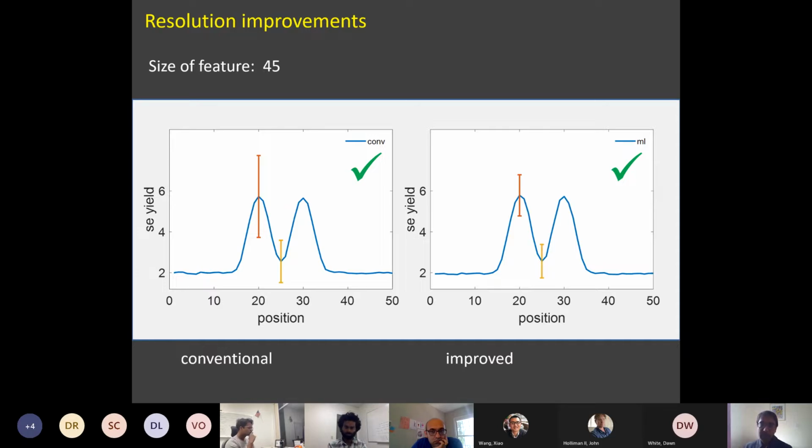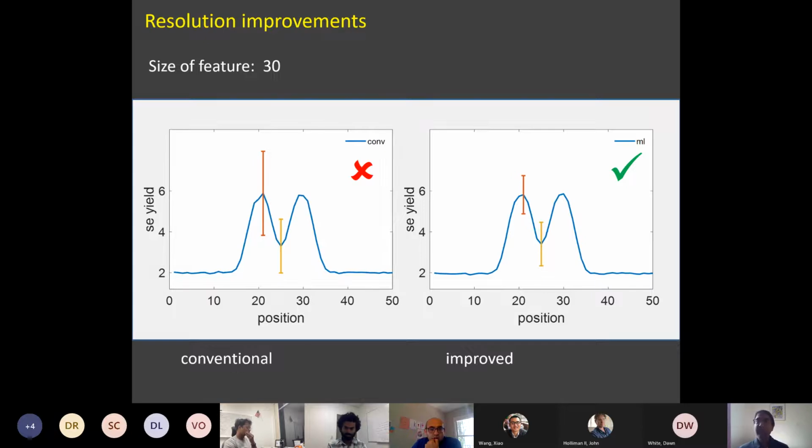Now we reduce the feature size from 50 to 45. The error bars are larger, but both methods still succeed. We reduce the feature size again to 40, and now the conventional method fails in the sense that the error bars are overlapping, whereas the improved method still reliably distinguishes the feature.